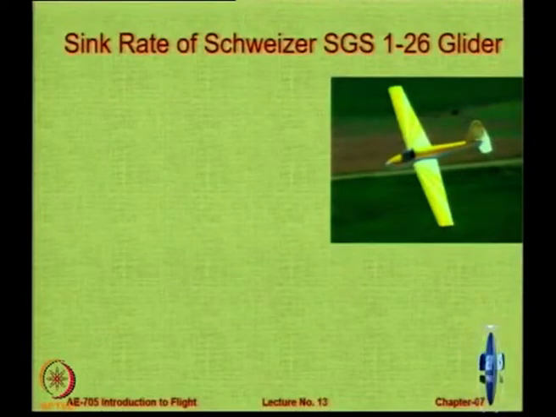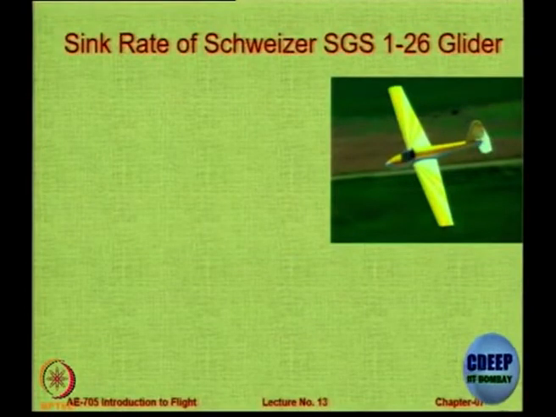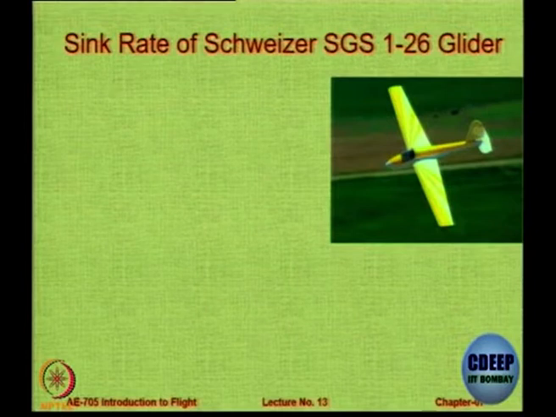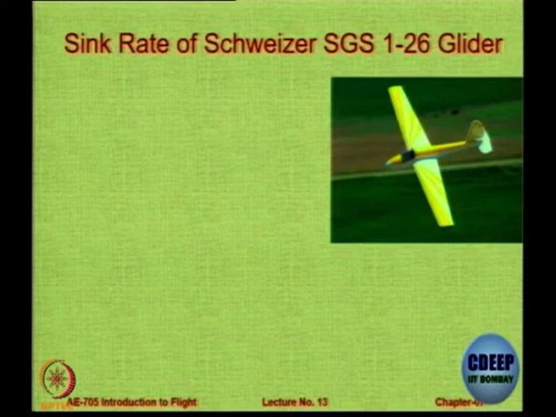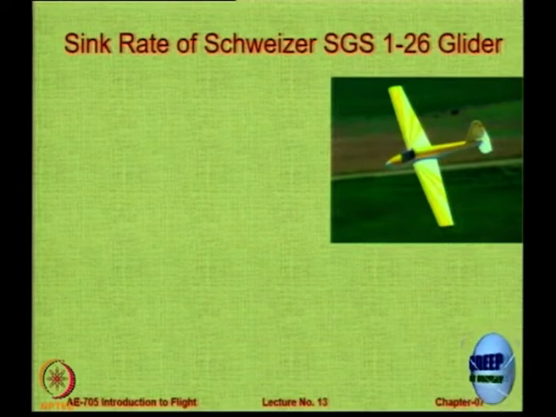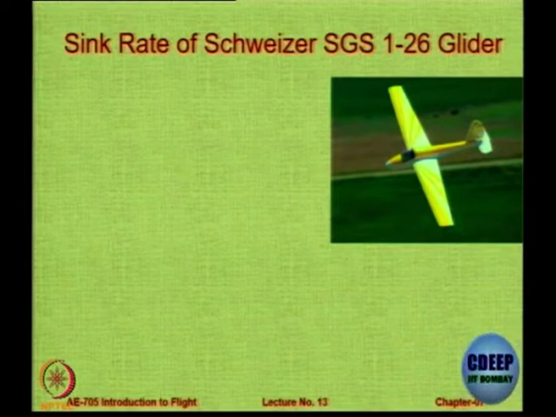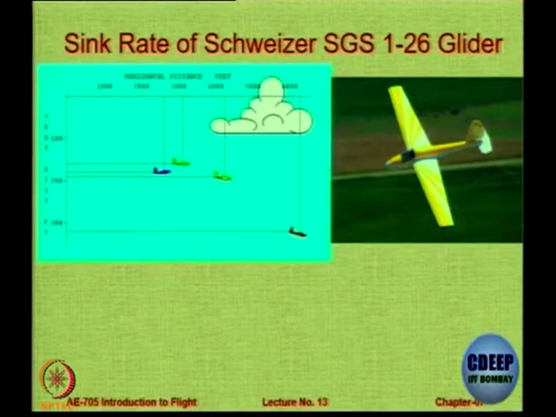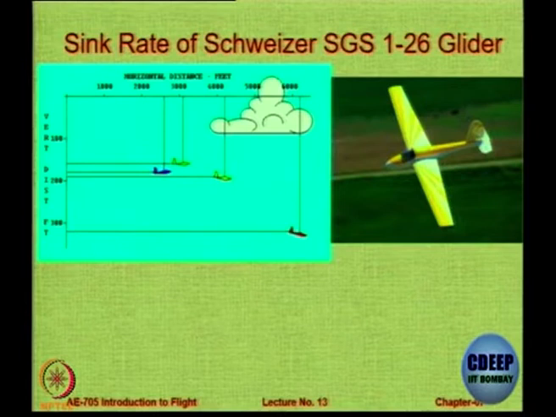Now, just to get some idea about sink rate and how it changes, I have taken one of the most successful gliders in the world, called the Schweizer SGS 1-26. This is an old version. There is a new version called 1-36. This aircraft went out of production many years ago. There is a better version available, but this is one of the world's most famous and popular gliders. So, let us see how the sink rate of this glider changes for various conditions.